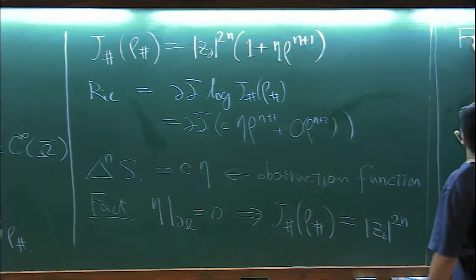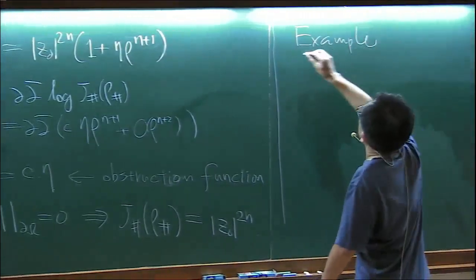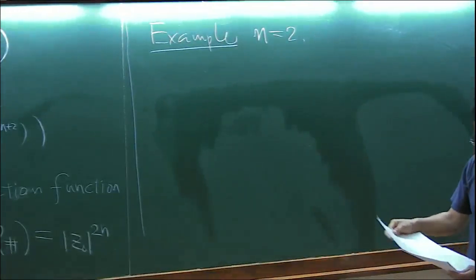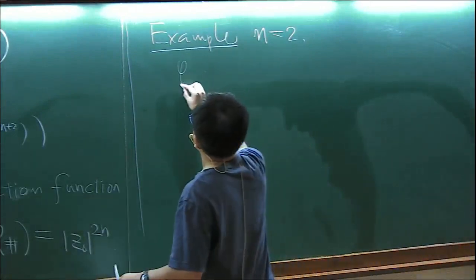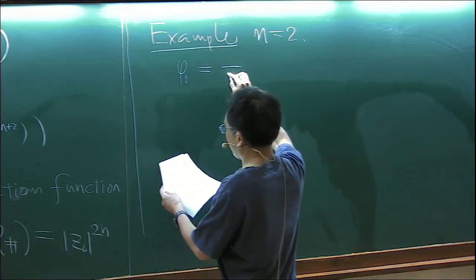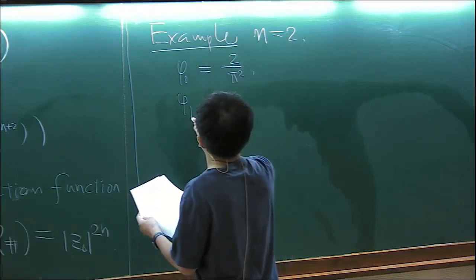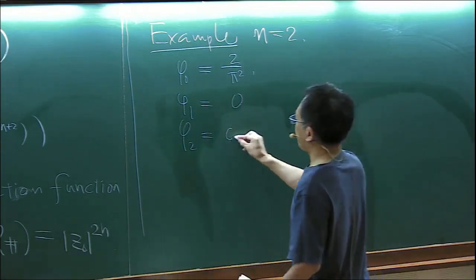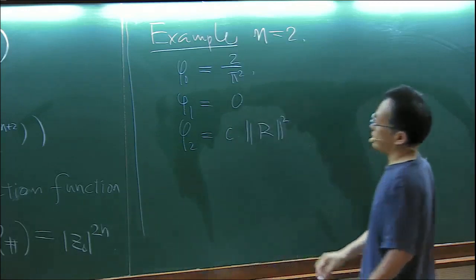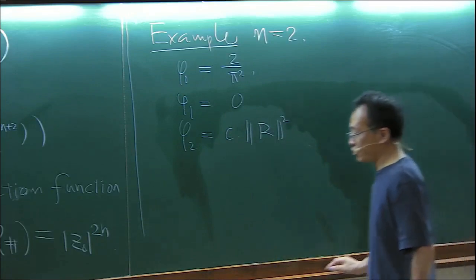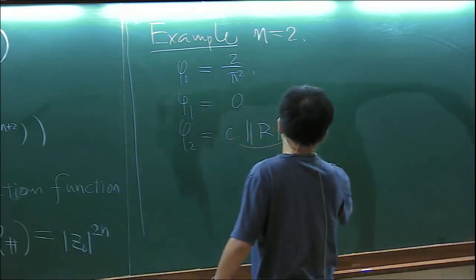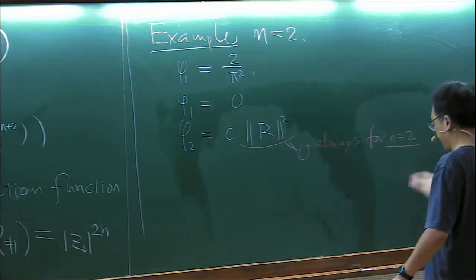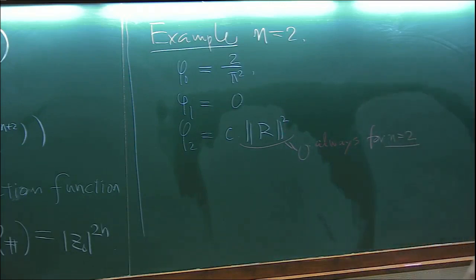So, say, an example. In the n equals 2 case, we can give a very detailed description of the Bergman kernel. Okay. So n equals 2, phi 0 is the first term, so this should be pi squared over 2. Then phi 1 should be 0. Then this should be some constant multiple of r squared, but for dimensional reasons this should be 0. This equals 0 always for n equals 2. But in this dimension, something special happens. It's not difficult to prove.